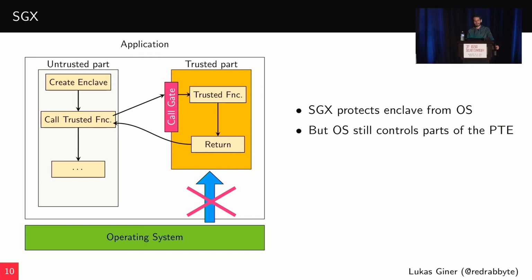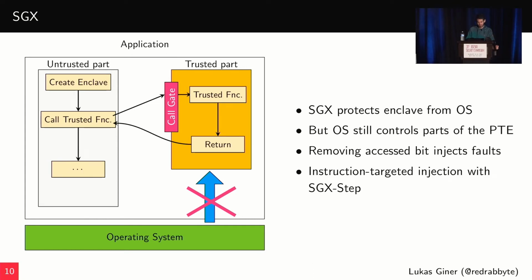But the operating system still has control over some parts of the page table entry. And one of those parts is the bit about access, so if a page has been accessed. If we clear that bit, that is actually one of those types of faults, or a microcode assist, that generates one of these injections. And again, building on something from Jo van Bulck, with the lovely SGX-Step framework, we can step the enclave to a precise instruction where we want to inject the fault, then reset this access bit, and then let the enclave run forward, and we'll have injected a 0 exactly at that point.